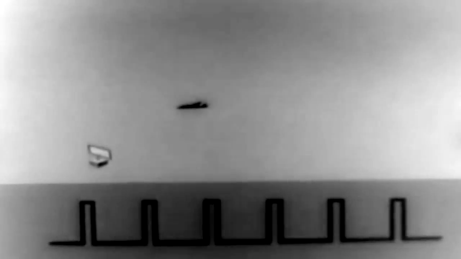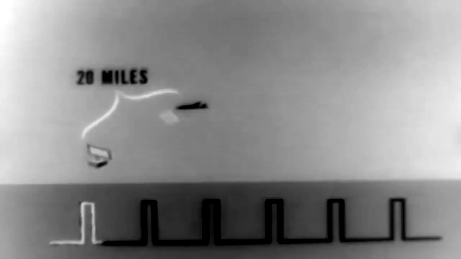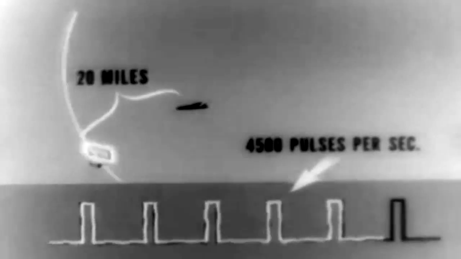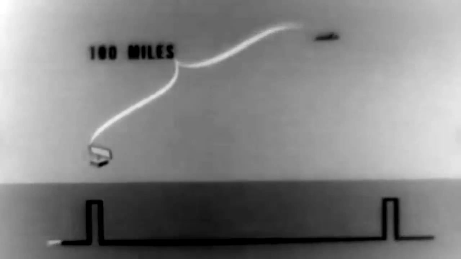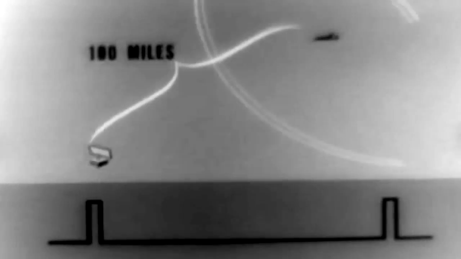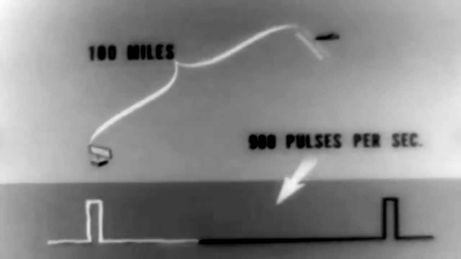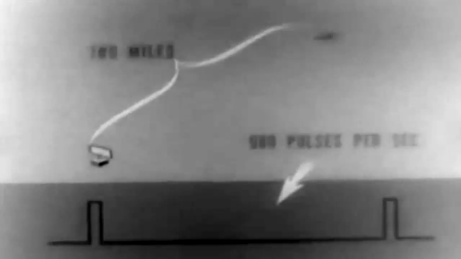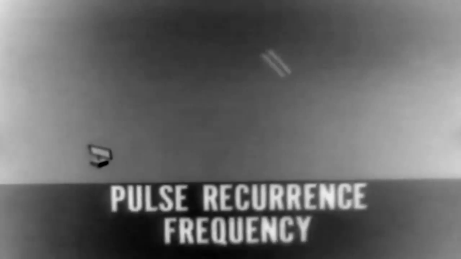For a set designed to operate at a maximum range of 20 miles, the timer might generate as many as 4,500 pulses per second. But if the desired maximum range is 100 miles, the listening period has to be longer. And the timer might have time to generate no more than 900 pulses per second. You can see then that one of the basic factors in determining the maximum range of the set is this fixed rate of pulse repetition. It's known as the pulse recurrence frequency, or PRF.